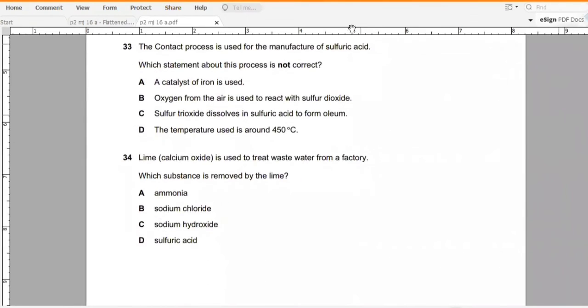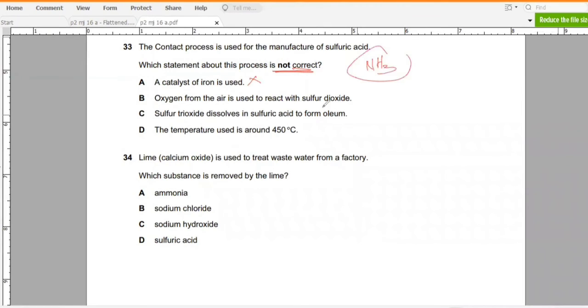33. The contact process is used for the manufacture of sulfuric acid. Obviously, for the manufacture of sulfuric acid we use the contact process. Which statement about this process is not correct? So we have to find the incorrect statement. Do we use an iron catalyst? Never. The iron catalyst is used in the manufacture of ammonia, not sulfuric acid. So that is the wrong statement. Oxygen from the air is used to react with the sulfur.